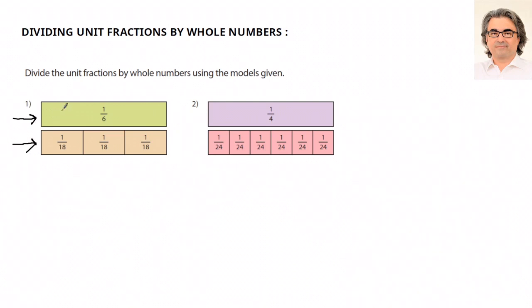The first rectangle is a whole, and it's represented with 1/6 as a fraction. And the second rectangle, equivalent to the first, had been divided into three equal parts as you see. So we are dividing our whole, represented with 1/6, into three equal parts. So we are dividing 1/6 by 3.